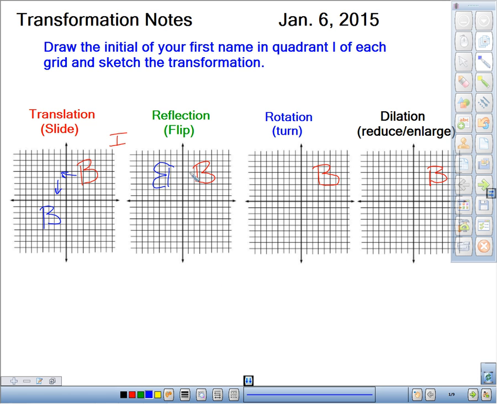Now, instead of the y-axis, we could also use the x-axis as our mirror line. So again, if B looked into a mirror down here, then it would look something like that. Again, a mirror image, a reflection.